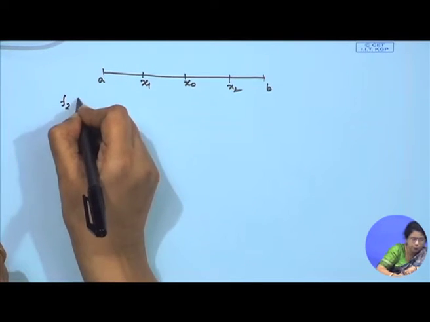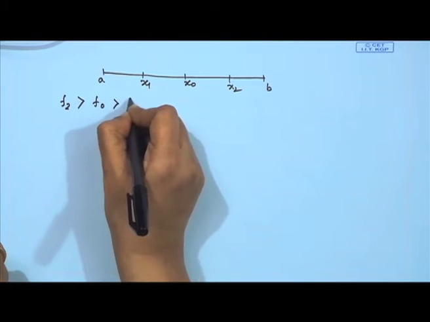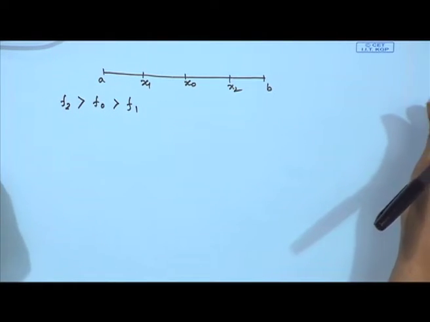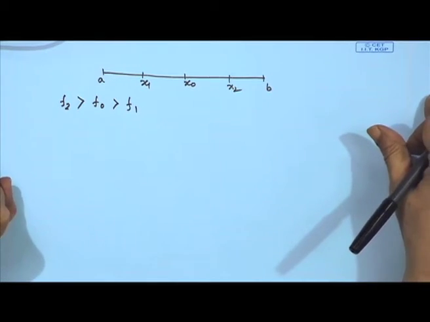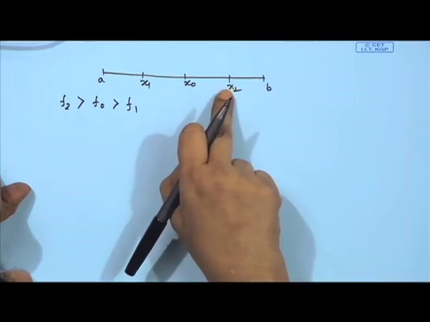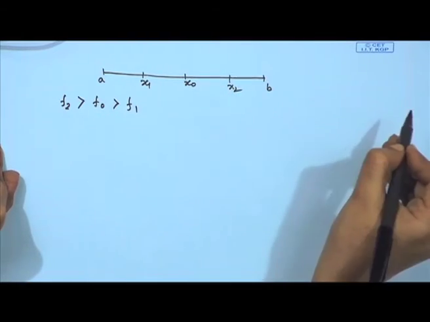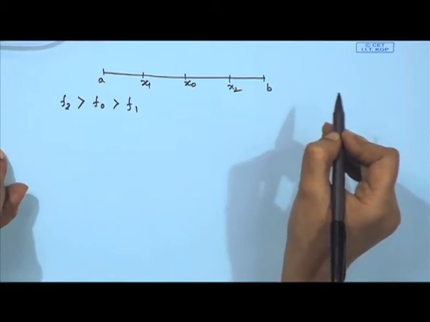If f2 is greater than f0 and f0 is greater than f1, and we are looking for the minimum value of the function, certainly we are sure the function is unimodal. That is why there is only one mode, only one minimum within the interval. The minimum cannot lie in the region from x2 to B, because the function is gradually increasing. That is why we will discard a part of the interval. Which part will we discard? We will discard the part from x0 to B.